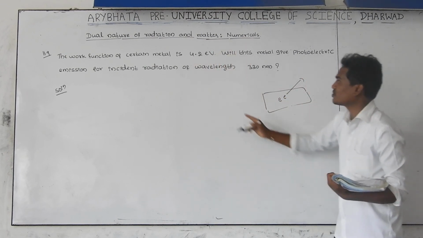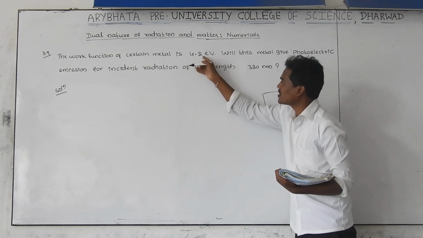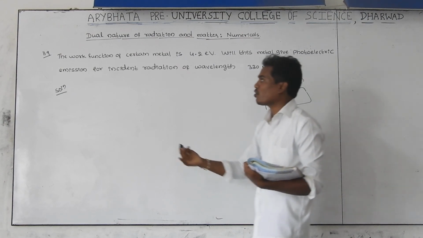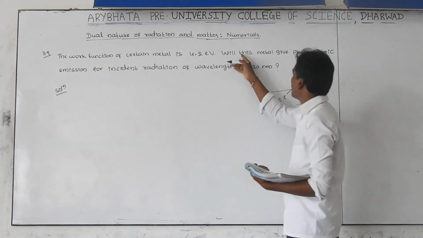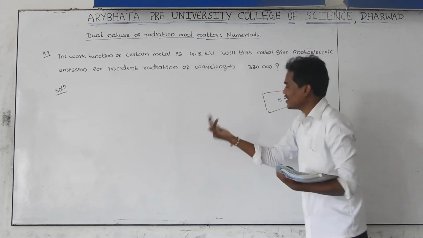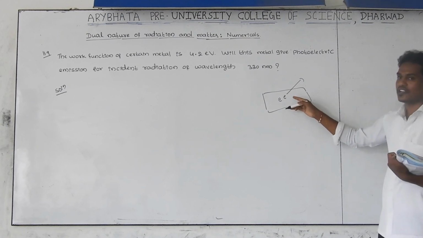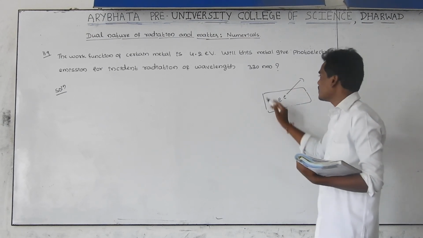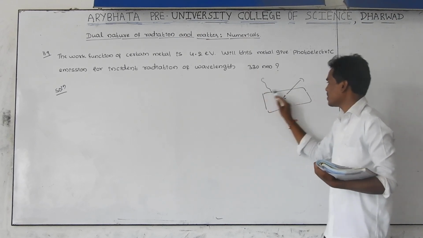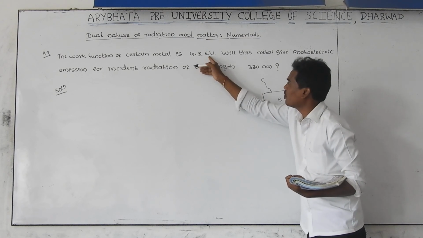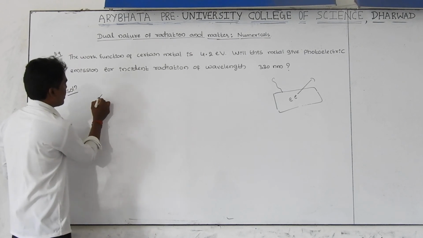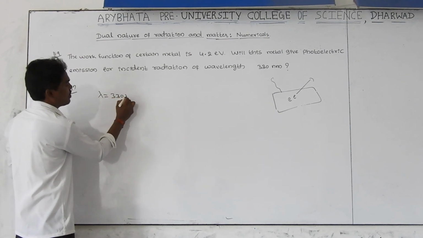What is the meaning of this? This much energy, at minimum, has to be acquired by the electron in order to come out from the metal surface. That energy we are going to call the work function. And next, will this metal give photoelectric emission? If we use this radiation, will the electron be emitted from the metal surface? He is going to ask. Let us consider the radiation of wavelength he has given, that is 330 nanometer. The work function of this metal is 4.2 electron volt, and the radiation wavelength lambda is equal to 330 nanometer.